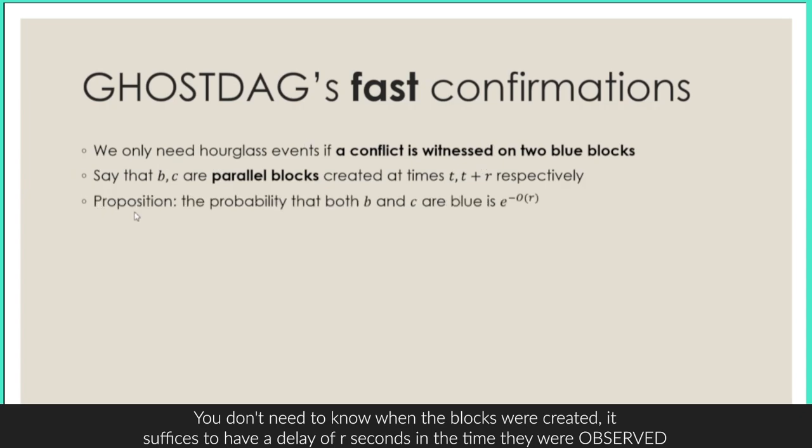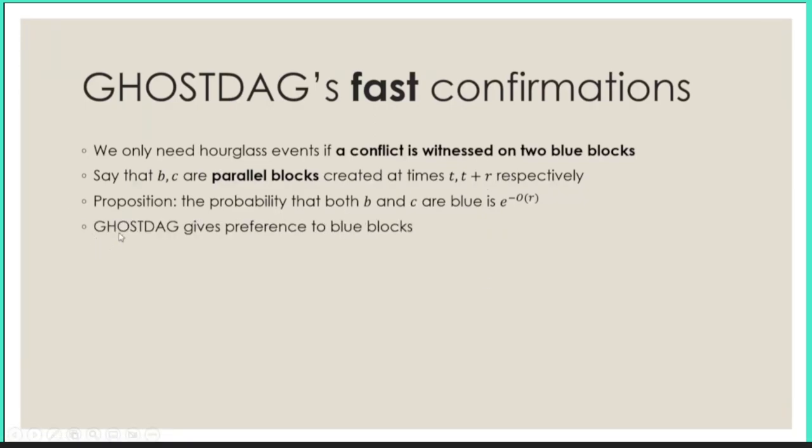Then what we have proved, this is also from the Ghostdag paper, is that the probability that both of them are going to be blue decays exponentially as R grows larger. Remember that the Ghostdag ordering prefers blue blocks. So if I see a blue block B with some transaction, and then I wait for 10 seconds, I know that even if a conflict appears after 10 seconds, the probability that C is going to be blue is negligibly small. Hence, I can ignore this option.